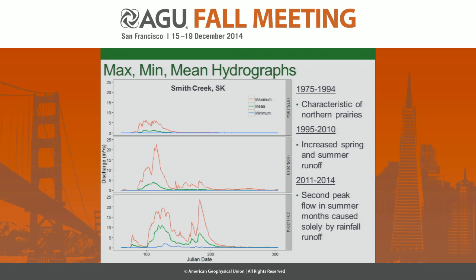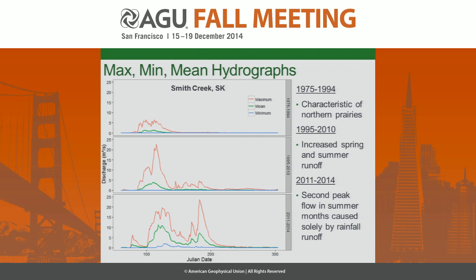So to help you visualize how things have changed in the basin, these are the maximum, minimum, and mean hydrographs for the 3 different time periods that I separated out streamflow into previously. So during that first time period, as you can see, streamflow is very characteristic of what the Canadian prairies have been described to be. Snowmelt runoff and recedes to zero flow for the remainder of the summer months.